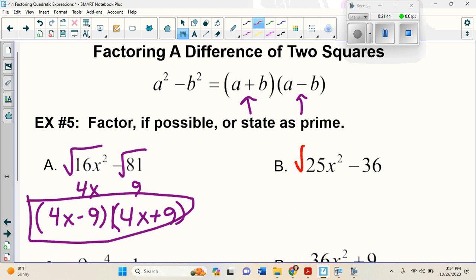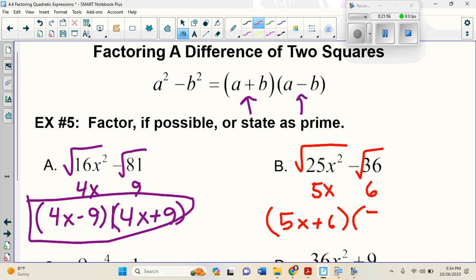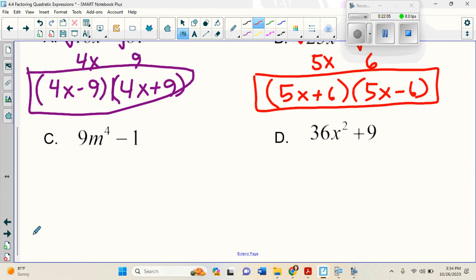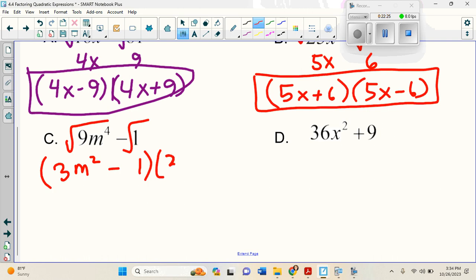We're going to take the square root of 25x squared and 36. We get 5x and 6. So you're going to add and subtract these two values. Okay, take the square root of 9. The square root of these two, this would be 3m squared. This is 1. We're going to add and subtract those two factors.